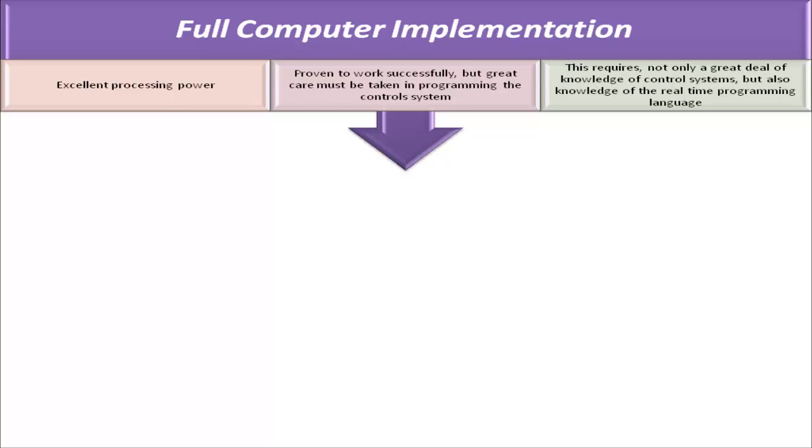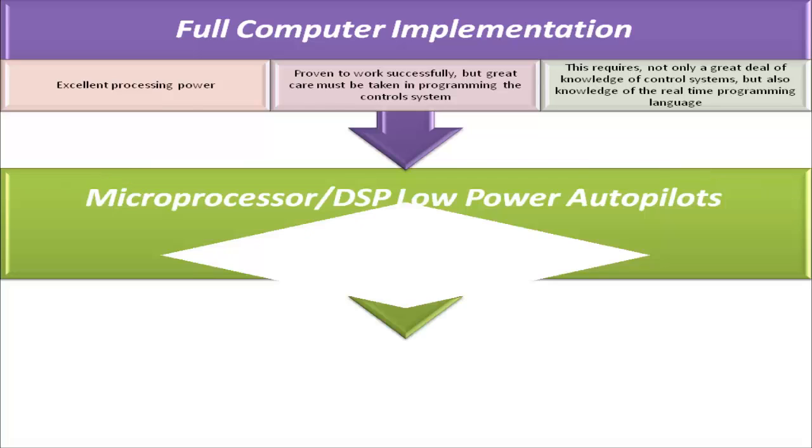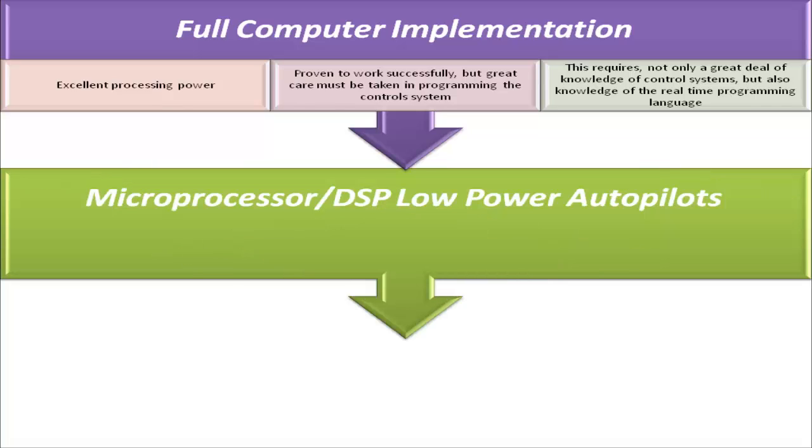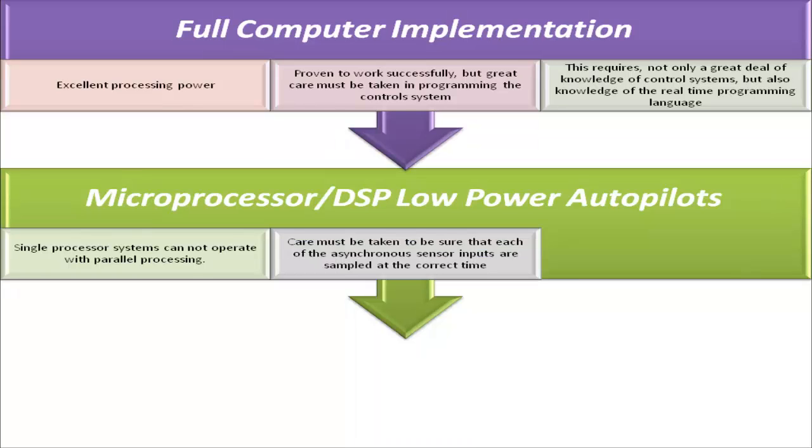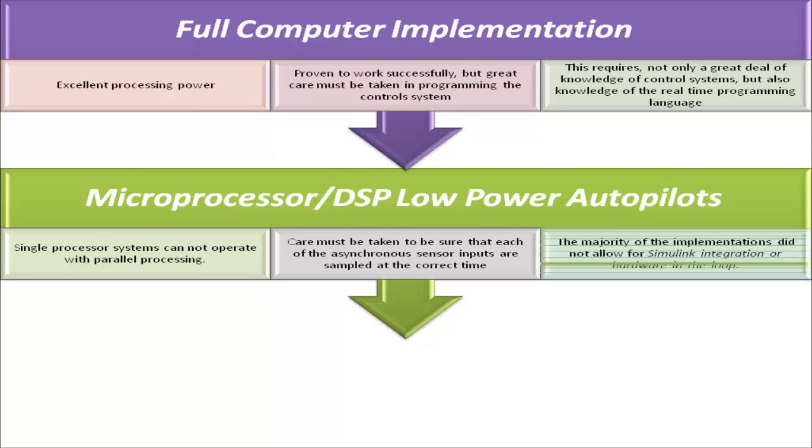The second type of processing system is the microprocessor DSP low power autopilot. This type of processing system has only one single processor, and sadly, this system cannot be operated with parallel processing. Great care must also be taken to be sure that each of the asynchronous sensor inputs is sampled at the correct time, while also updating the servo outputs. The majority of the implementations did not allow for Simulink integration or hardware in the loop.